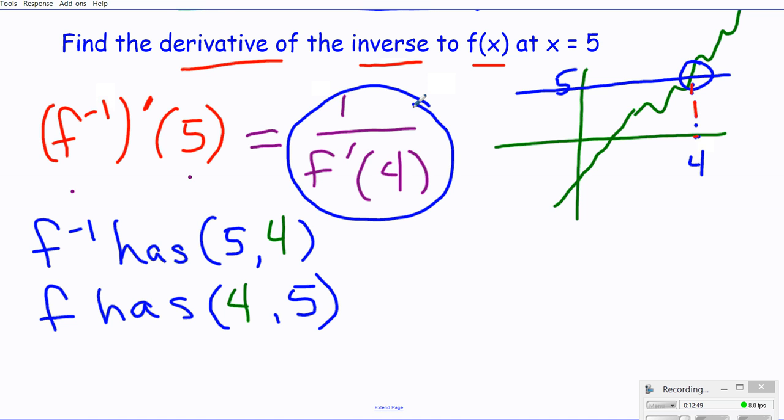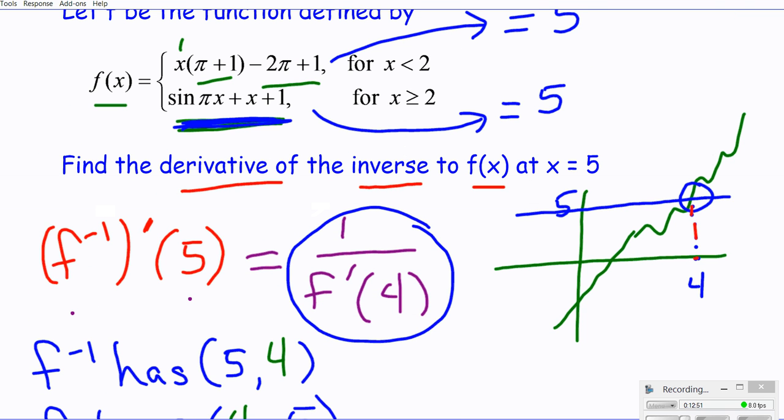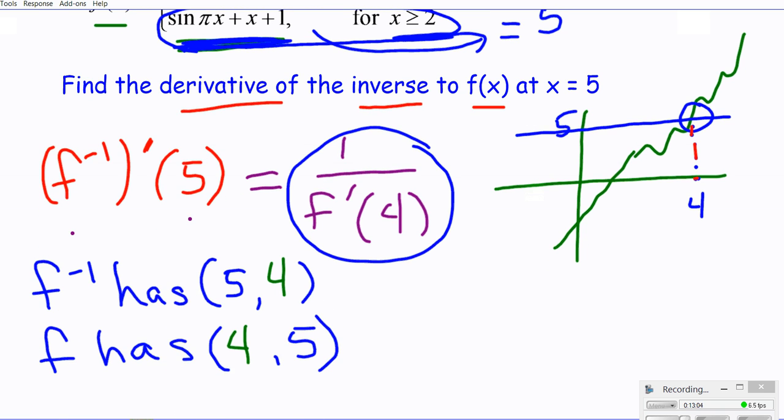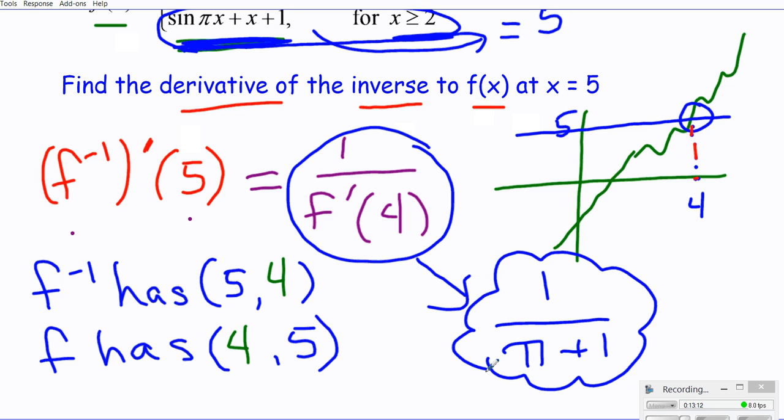So then the last task is to find f prime. We want to use this branch because we have an input value that is 4, and you use this part of the definition. We'd find the slope by finding the derivative and then plugging in 4. Your answer should end up being 1 over quantity pi plus 1. So if that's not the case, be sure to ask me in class, but I'll leave that last little bit for you to do as an exercise. You find f prime and then you plug in 4, and there you go.